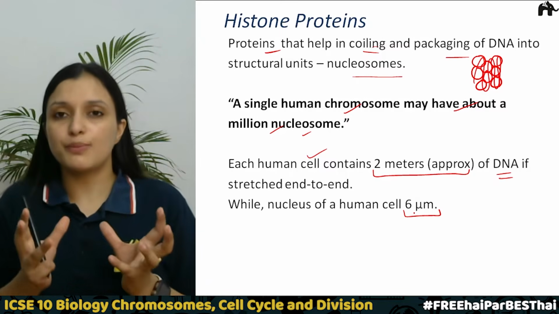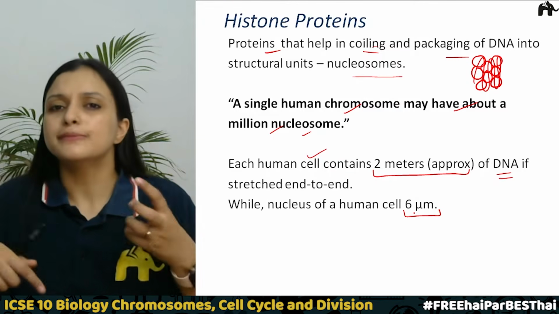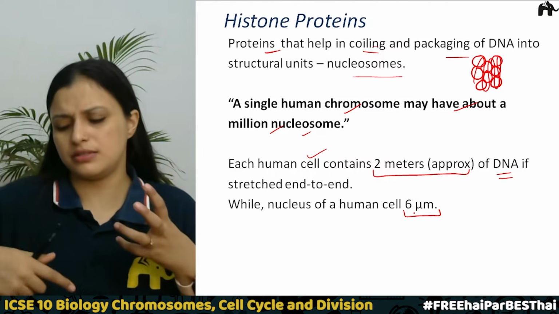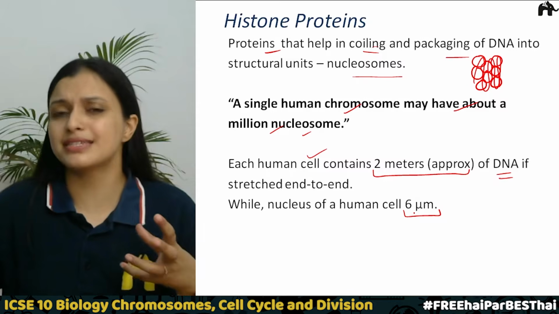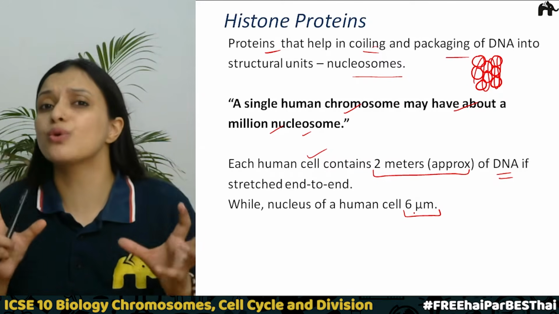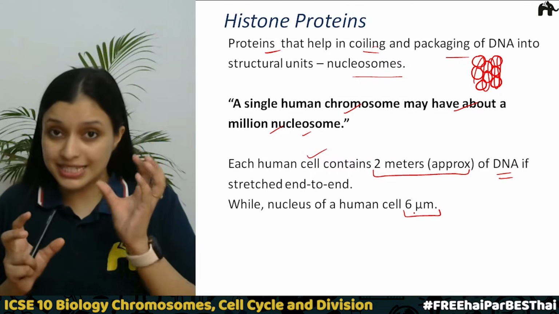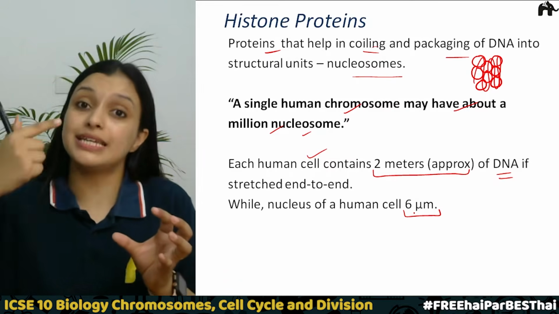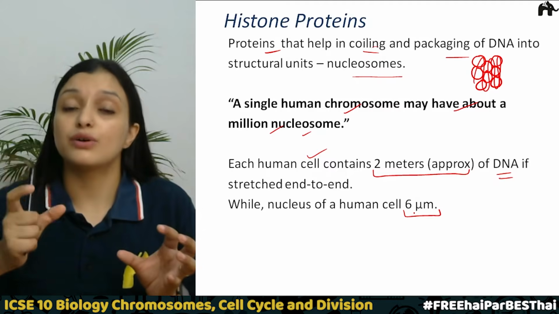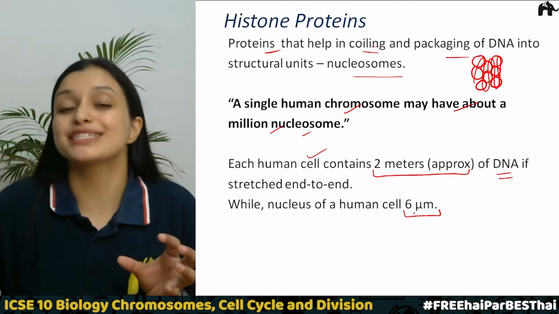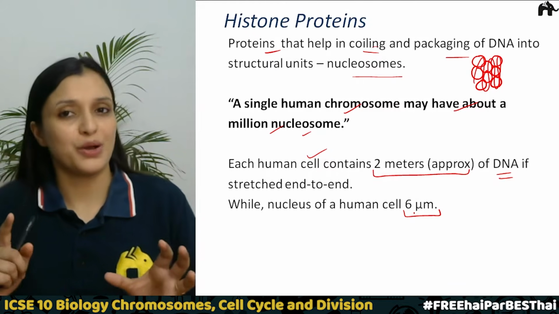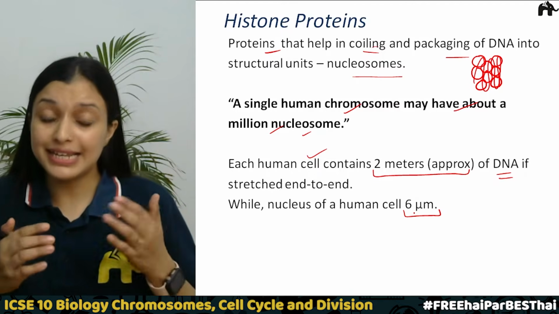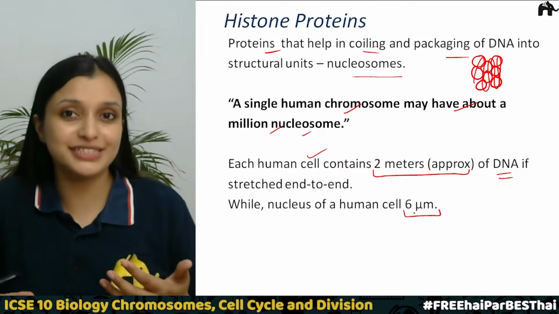Take a ball and just coil a thread. That will tell us how these nucleosomes look. This histone octamer having this coiled DNA will be called a nucleosome. Okay, so let us now talk about further details.